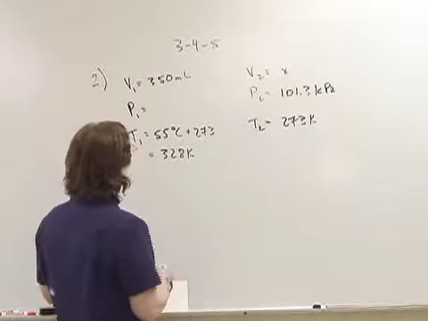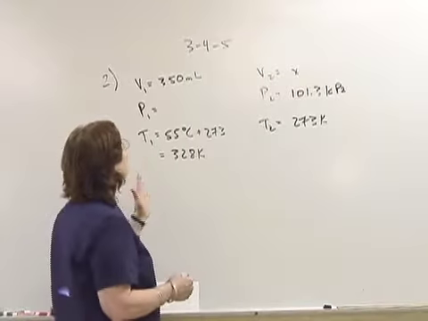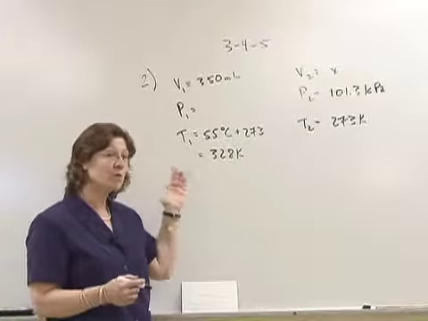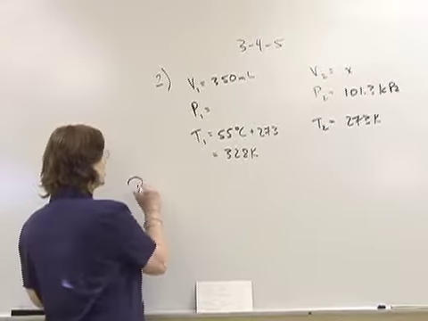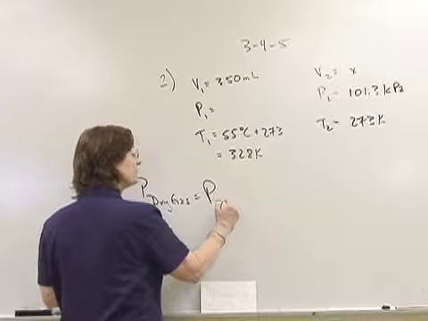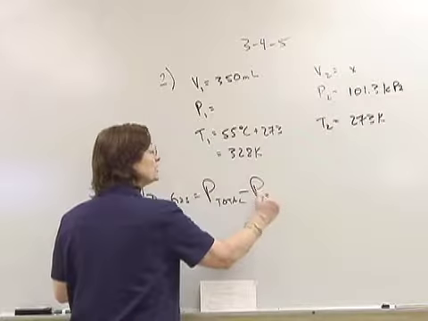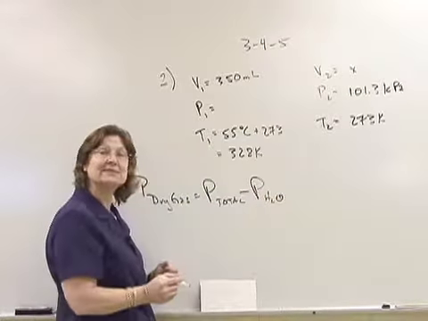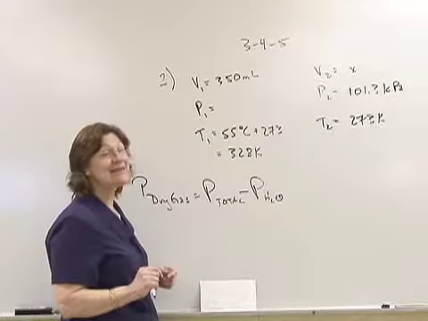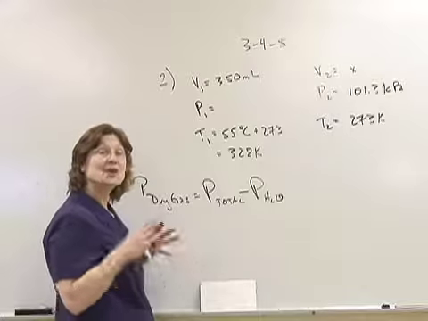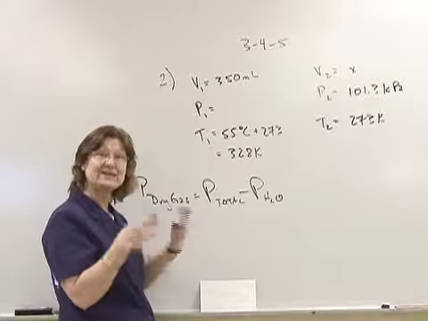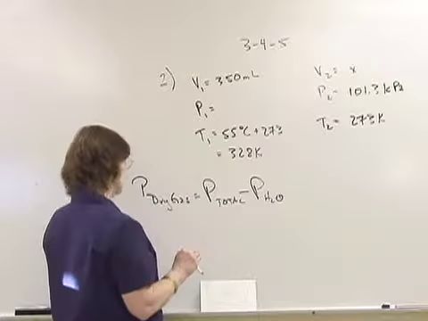Now, on here, I am given volume, pressure, and temperature. However, because it's collected over water, I have to figure out the pressure of the dry gas. That equals the pressure of the total minus the pressure of the water at that temperature. You'll notice that we're at 55 degrees Celsius, and that's not given on the sheet. So we have to interpolate, or take the average between 50 and 60, in order to get that pressure.